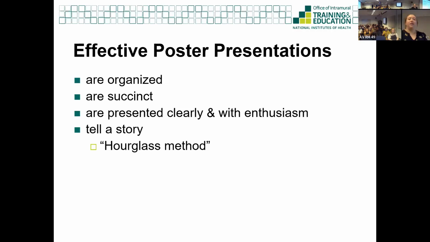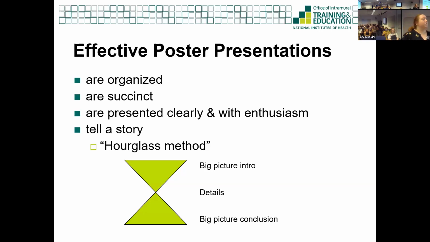Another good way to think about telling a story while going through your poster is what we call the hourglass method. So you start with the big picture intro. So for me, being in a cancer biology background, cancer bad. That's my big picture. Then you work your way down into more of the fine details. So how do things work? What are some of the methods? What does some of the specific data say?